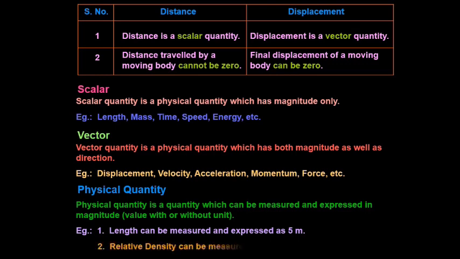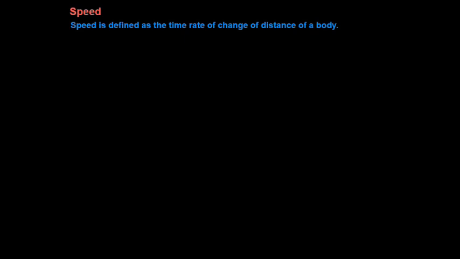Length can be measured and expressed, so length is a physical quantity. Mass can be, relative density can be. These are all physical quantities. It is not necessary that a physical quantity should always have some unit. Its unit may be different also.